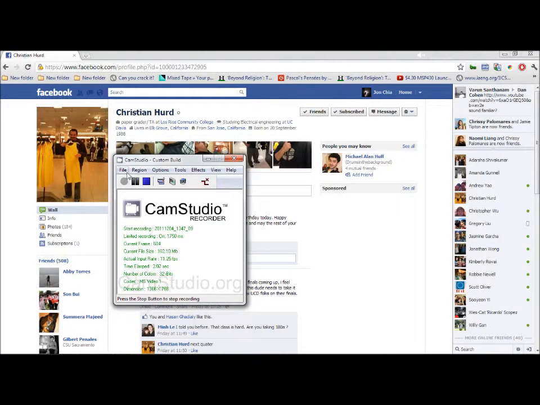Hi guys, my name is Christian Hurd. I'm a University of California Davis student. I'm an electrical engineer, and I'm working alongside Jonathan Chia and Amanda Ganell on our MATLAB project of taking out a watermark from an image. Join us for this magical experience.